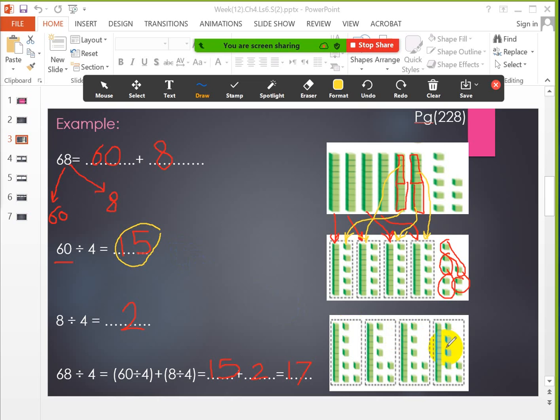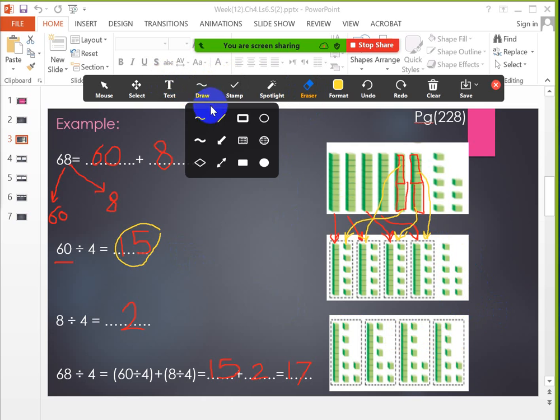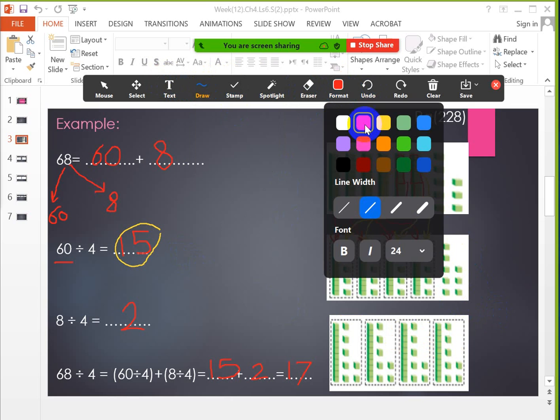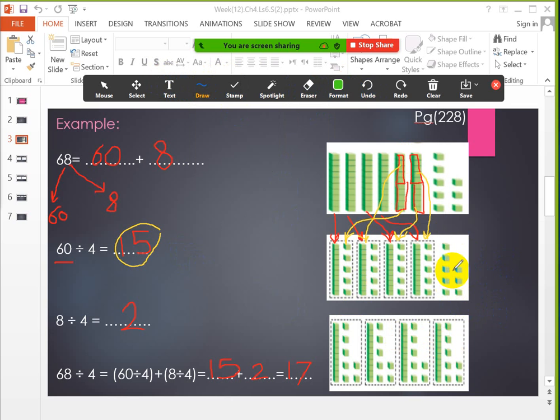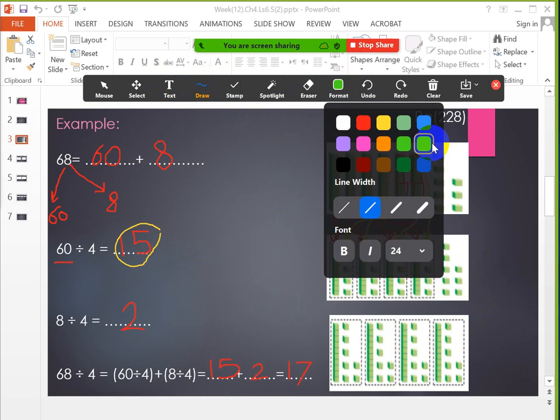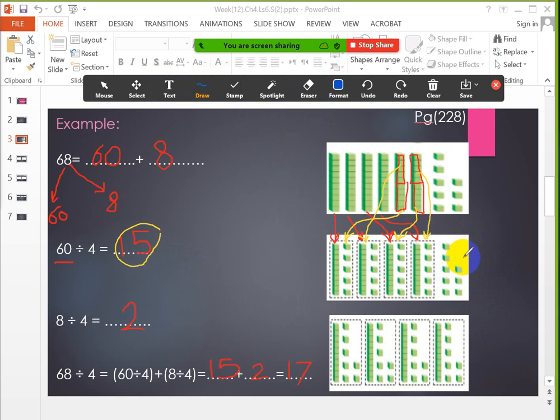So what about the second one? I have here 8 in the ones digit. That means I have to divide this 8 by 4. So each group will take what? Will take 2. As you learned, this is the first 2 here, this is the second 2, this is the third 2, and this is the last 2 right here. So each one will take 2.